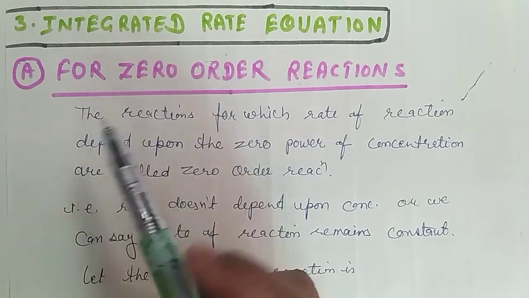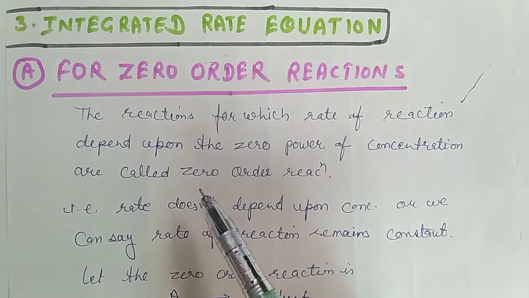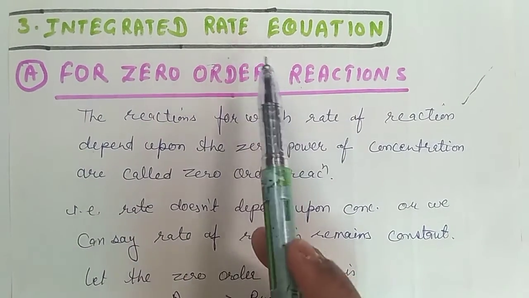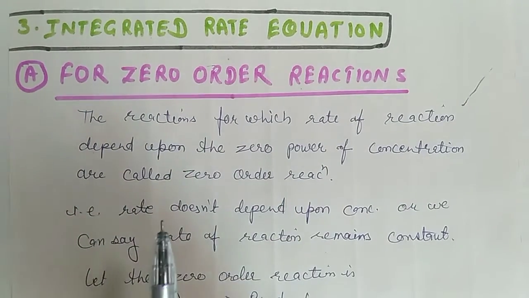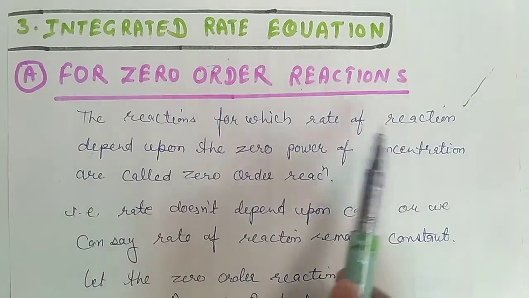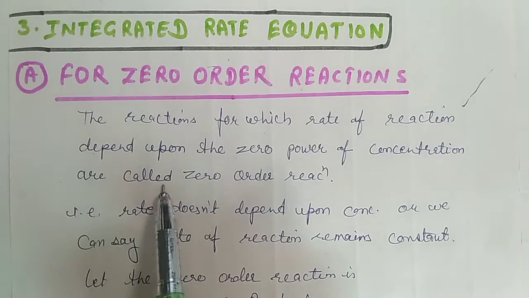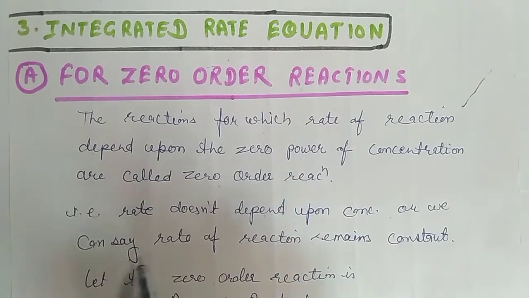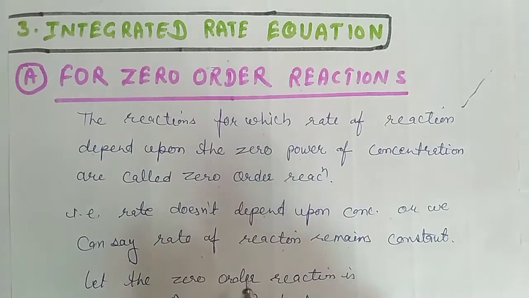Okay, we will discuss two types of order reactions here, zero order and first order reactions. First of all, for zero order reaction, we will derive the integrated rate equation. What are zero order reactions? The reactions for which the rate of reaction depends upon the zero power of the concentration are called zero order reactions, as we know very well. That is, rate doesn't depend upon the concentration, or we can say the rate of reaction remains constant, as we have already shown in the graph.